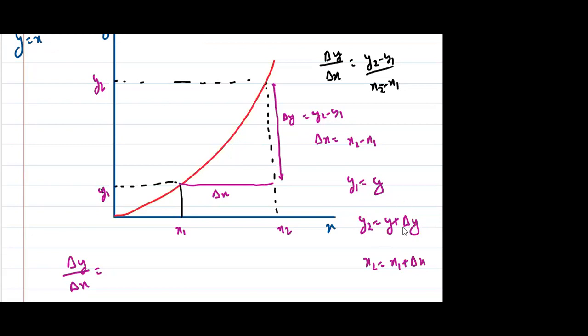Or y2 is equal to y1 plus delta y? Anyone have any doubt in this? Take your time and try to understand this. This is not just a formula. This is the concept, right?